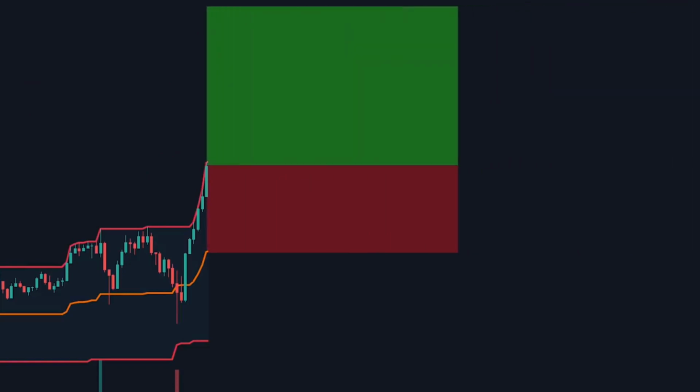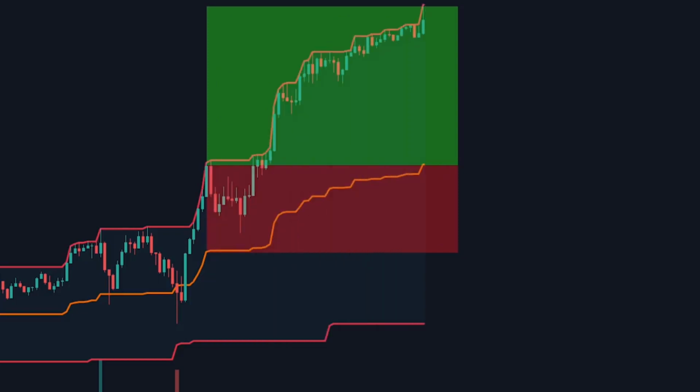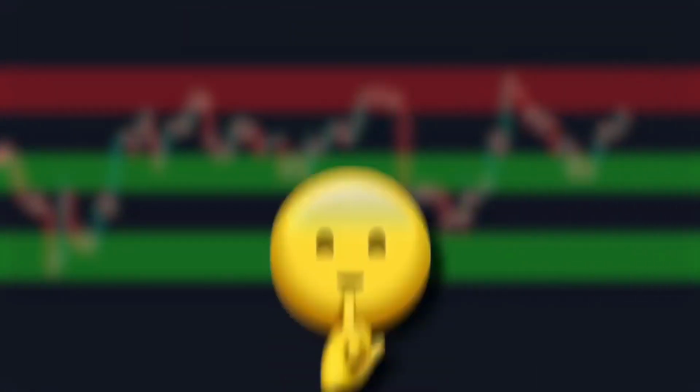But for the most part, you'll be setting it right below the middle line. Once you have your stop loss, set your take profit at a 2-to-1 risk to reward ratio. And just like that, you have a profitable trade. Let's do a short example and then I'll give you the secret trick to make this strategy even better.